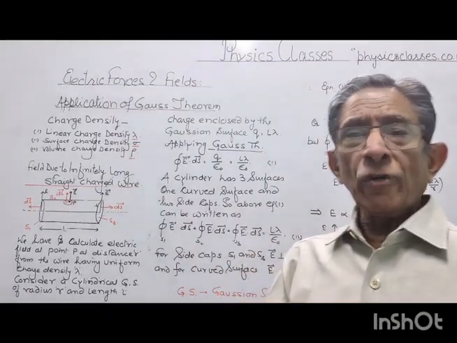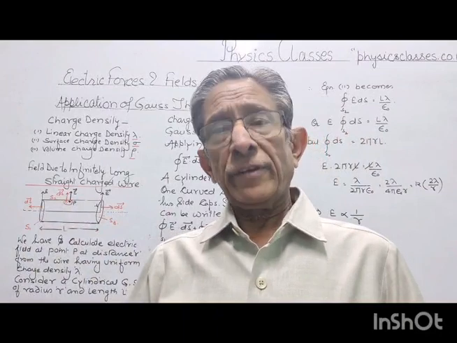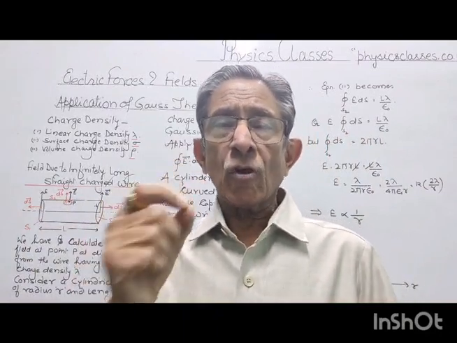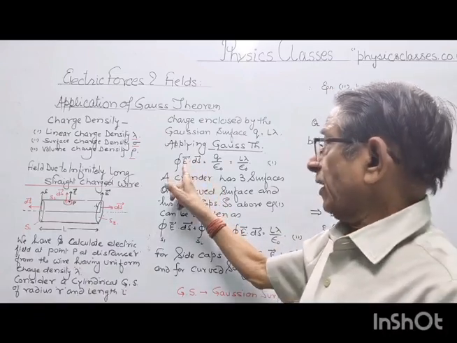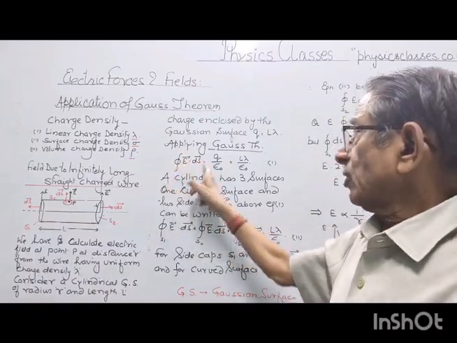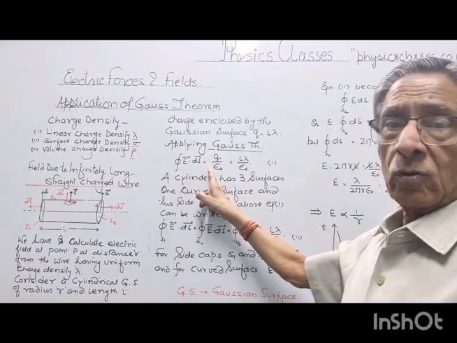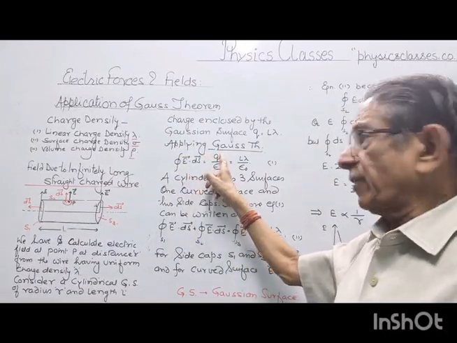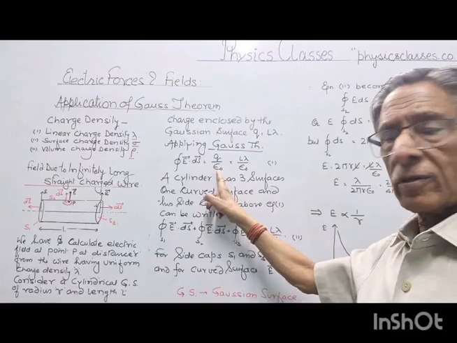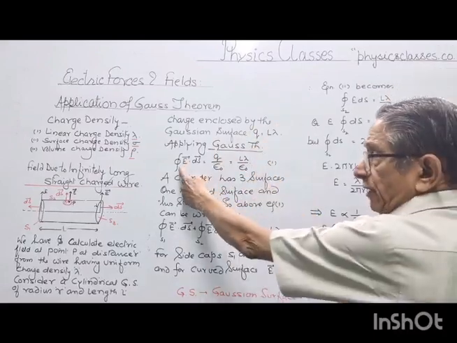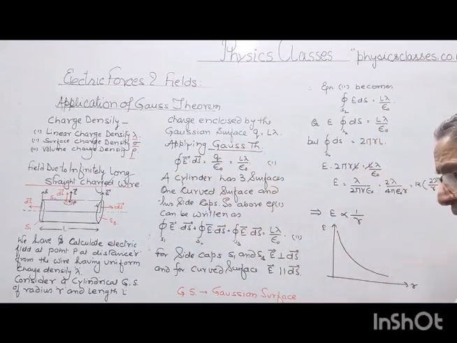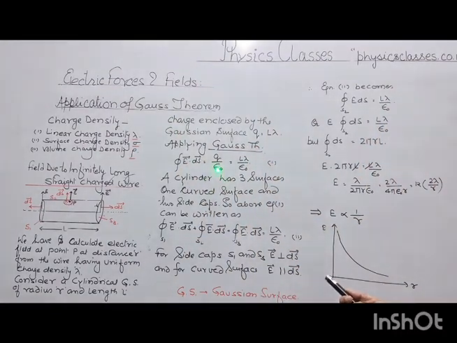Now we apply Gauss theorem over the Gaussian surface. What is Gauss law? What is Gauss theorem? Gauss theorem states that the total electric flux passing through a closed surface is equal to the charge enclosed by the surface divided by epsilon naught. And the value of charge is L lambda. Integral E vector dot dS vector is equal to Q upon epsilon naught.